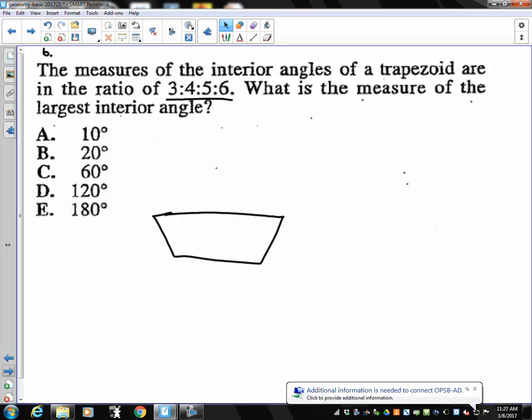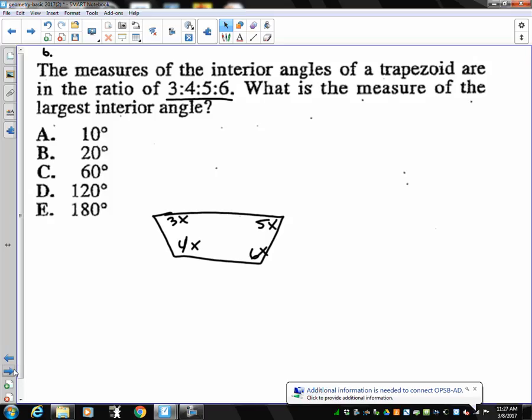That doesn't mean that one angle is 3 and one angle is 4 and one is 5 and one is 6. But instead, what it means is that angle is 3 times some value. This one is 4 times some value. This one's 5 times some value. And this one is 6 times some value. Now, since we know this, and we should note here, if we have a quadrilateral, the sum of the angles in the measure of a quadrilateral should sum to 360. So these angles, 3x, 4x, 5x, and 6x, should add up to be 360.